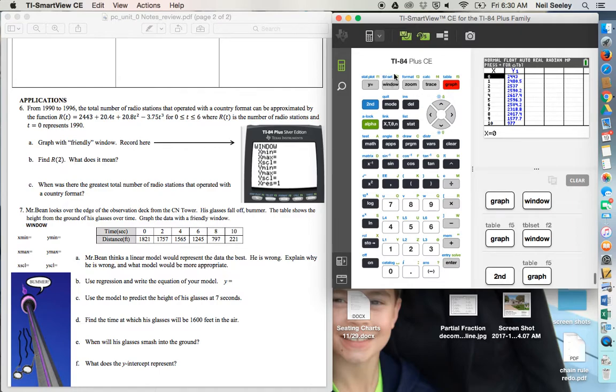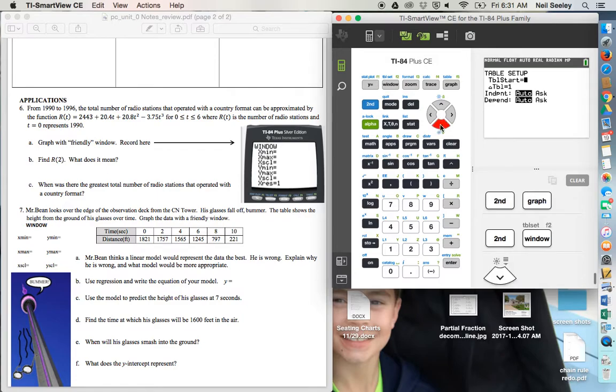But there's a way to set the table settings, and it's right above Window here. So if you do 2nd and Window, the table settings are in there. I'd like you to set it differently than what I have here, which is probably what most of us have. It's on Auto and Auto for independent and dependent. Independent would be X, dependent would be Y.